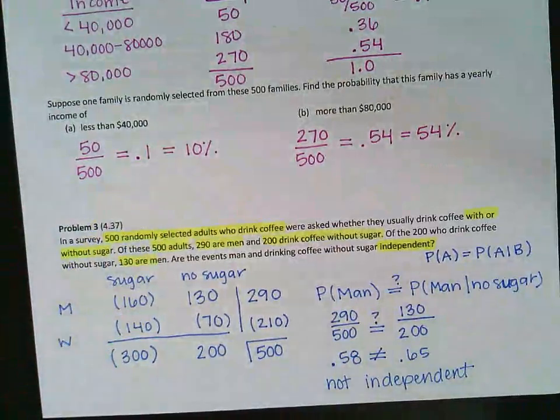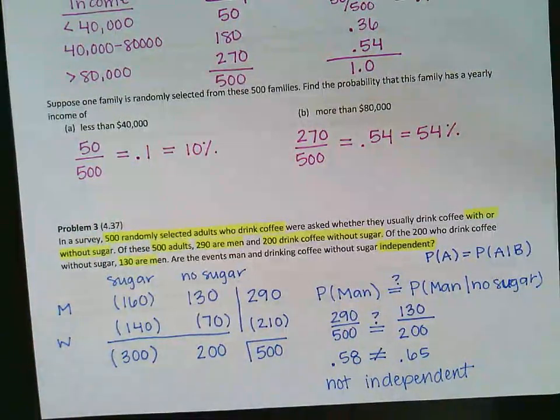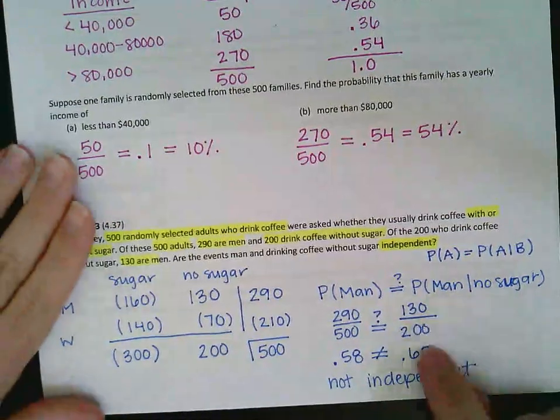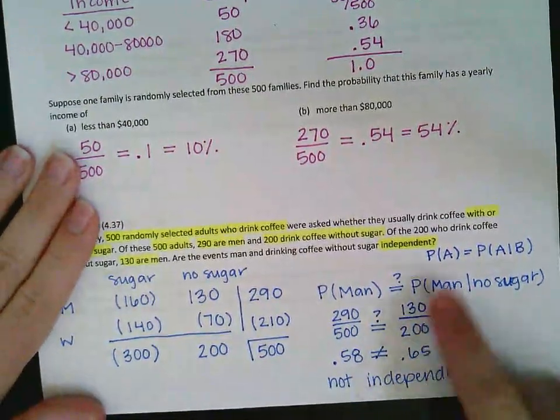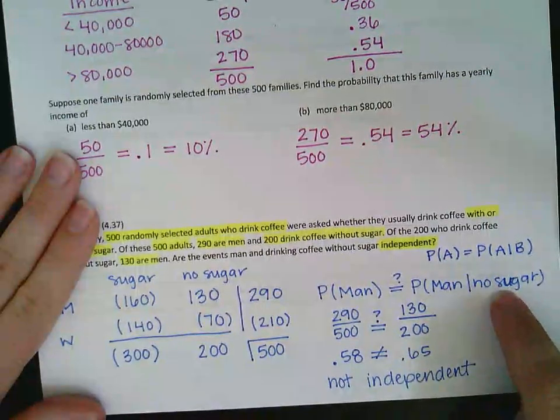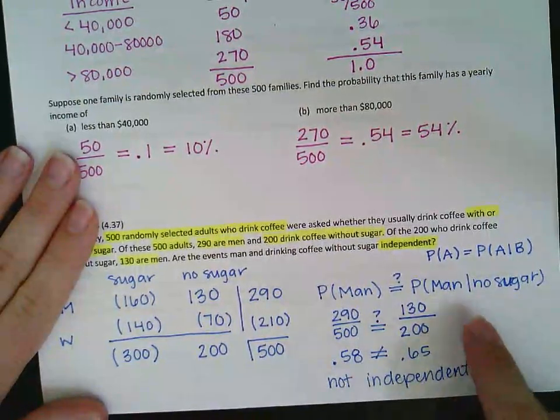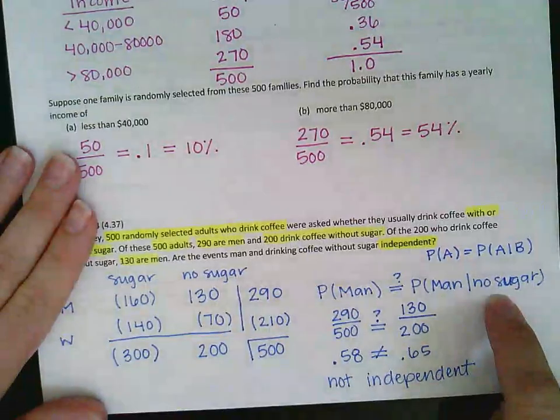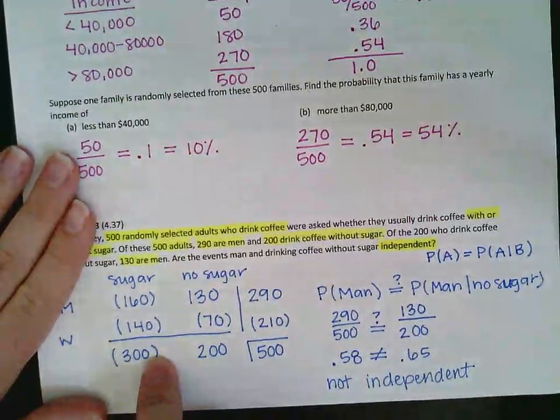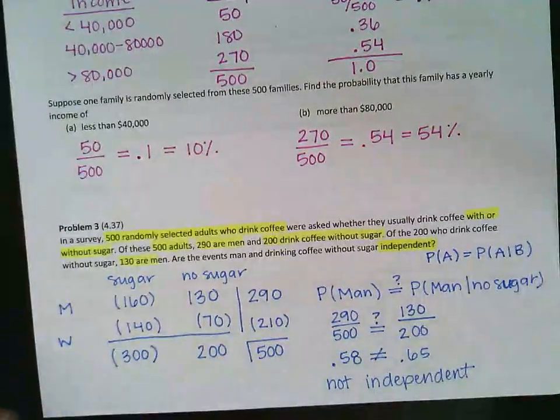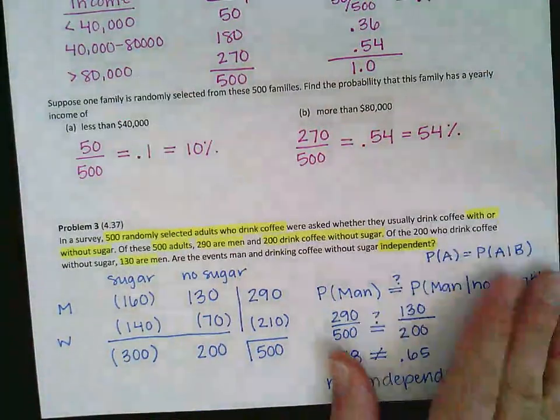Now, what does that mean? Okay, what that means is this does not follow the same proportion of men. In fact, there are a higher percentage of men in the no sugar category than men overall. So men are more likely to not want sugar in their coffee than women, okay? According to this example. I don't know if that's true or not, but according to this example, that's what it's saying, okay?